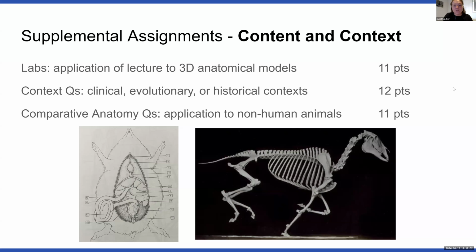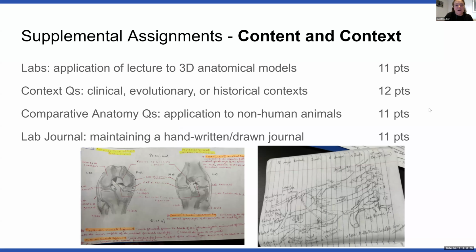Then I also had comparative anatomy questions. These are just application to non-human animals: apply what we're talking about in class to something else. We all evolved from the same evolutionary form, and so we retain a lot of the same anatomical features. Using what you know about the relationship between this organ and this organ, identify it on a hedgehog or something like that. This is expanding how they're thinking about the material and realizing, okay, we're not just focusing on humans here. There's a whole slew of things that have the same anatomy. And then I also had them doing these lab journals.